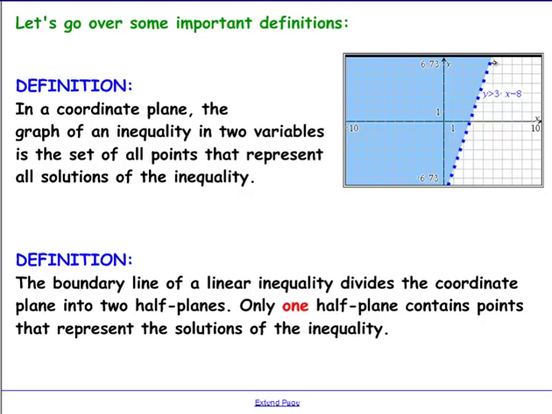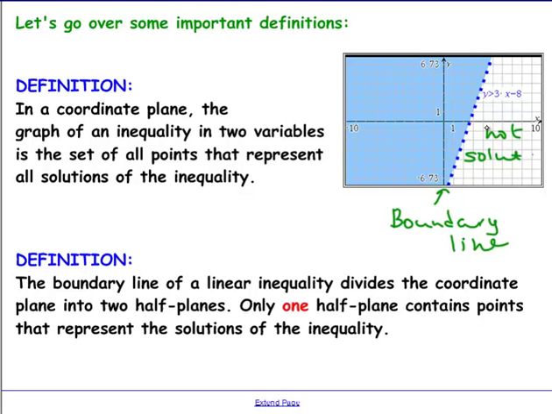Okay, so there's a couple of definitions that I wanted to go over. A graph of an inequality in 2 variables is the set of all the points that represent all solutions of the inequality. So here is the set of all the solutions. The boundary line, which is this line right here, divides a coordinate plane into 2 half planes. So here's one half plane and here's the other one. Only one half plane can contain the solutions. So this half plane contains all the points that are not solutions.